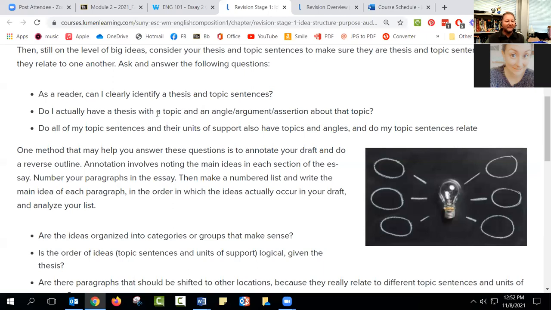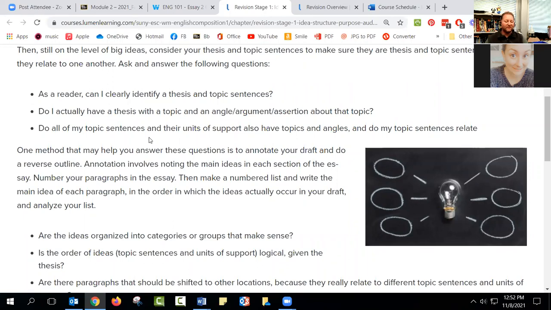If you have someone else read it and then you say, what's my thesis statement? What's my main idea? They should be able to tell you, and you should say, yep, that's it. If they say something that's different, you might ask, why are you confused? I thought this was my thesis statement. And then you can actually have a conversation about that. Not everyone has access to someone else that's willing to help them with that, though. Do all of my topic sentences and their units of support also have topics and angles? Do my topic sentences relate, right?